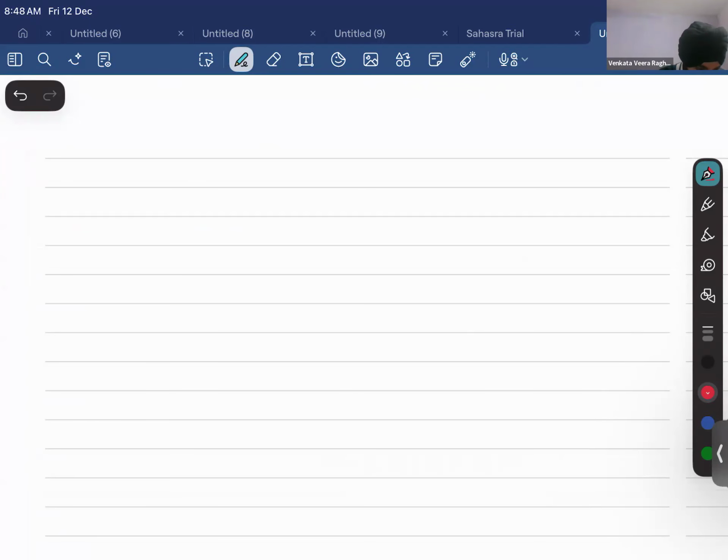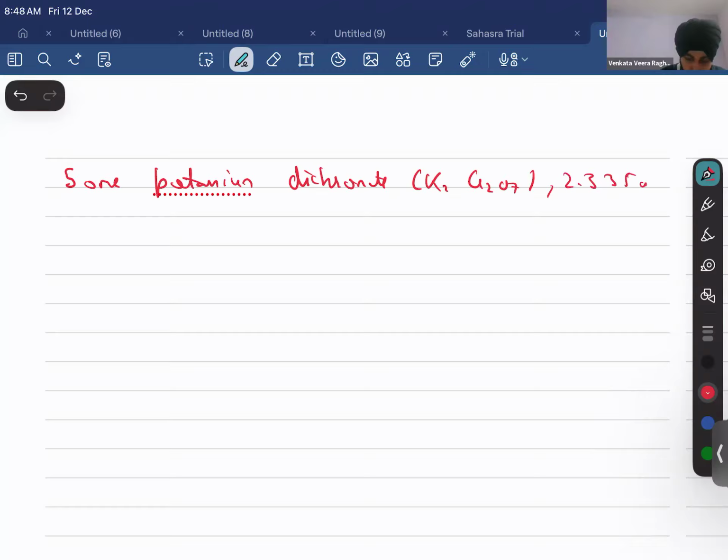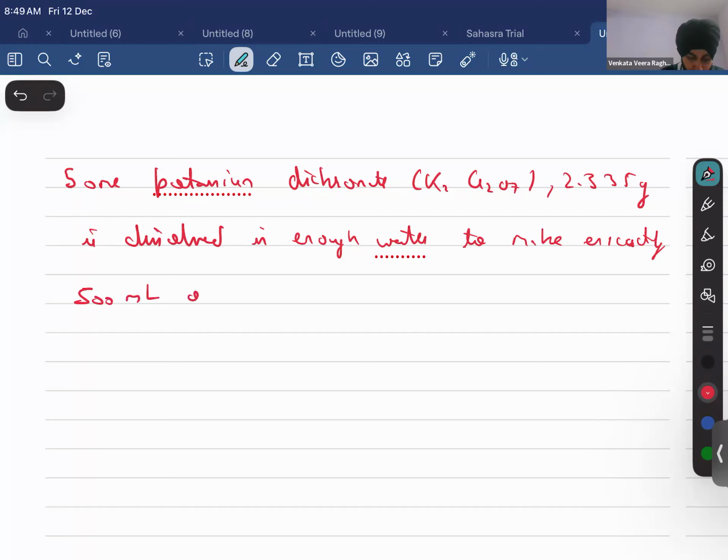See what kind of question they have asked this time. They're saying some potassium dichromate, K2Cr2O7, which is 2.335 grams, is dissolved in enough water to make exactly 500 ml of solution.